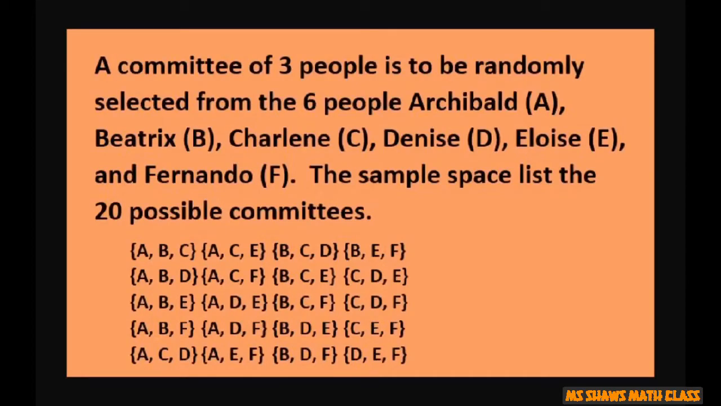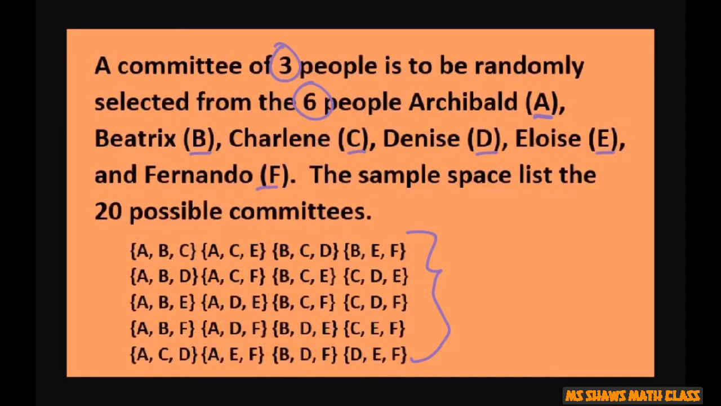Everyone. A committee of 3 people is to be randomly chosen from 6 people. Our 6 people, I'm just going to call them A, B, C, D, E, and F. And here is the sample space that's given for the 20 possible committees. So we're going to find several probabilities.